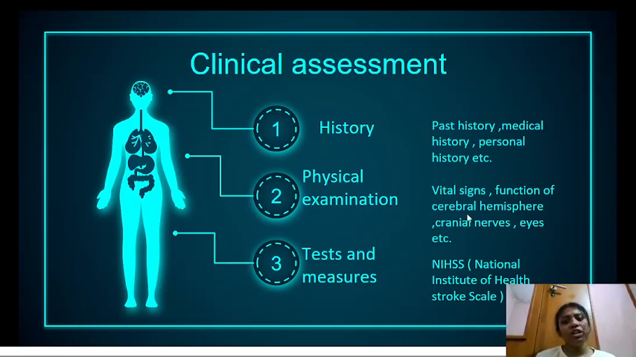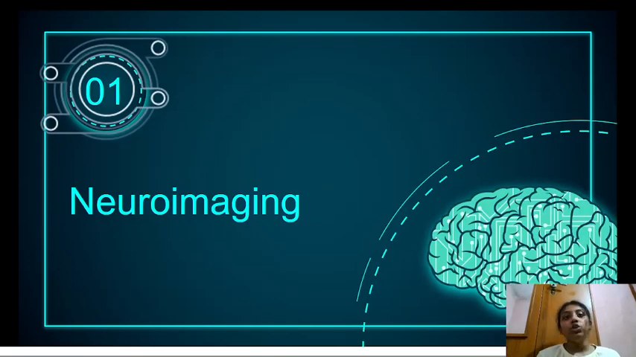Physical examination involves vital signs like heart rate and blood pressure measurement, then function of the cerebral hemisphere, cranial nerve examination, etc. Tests and measures include NIHSS, which is the National Institute of Health Stroke Scale, which is used for the evaluation of the stroke patient. Next is neuroimaging.